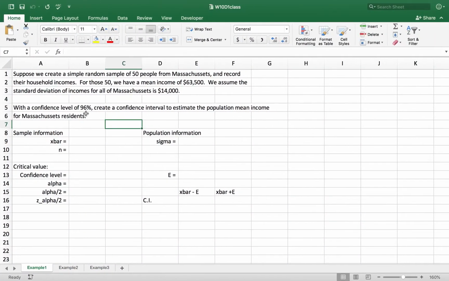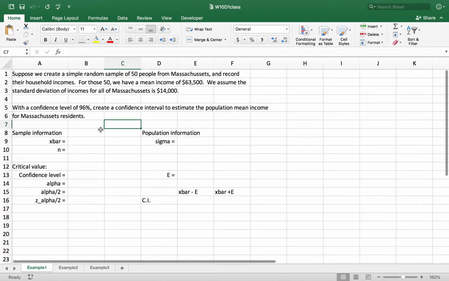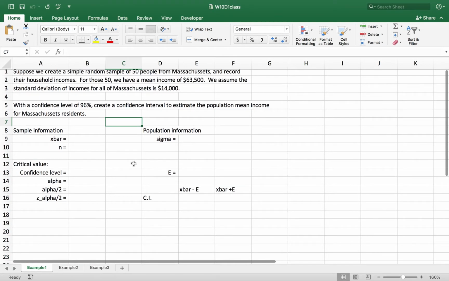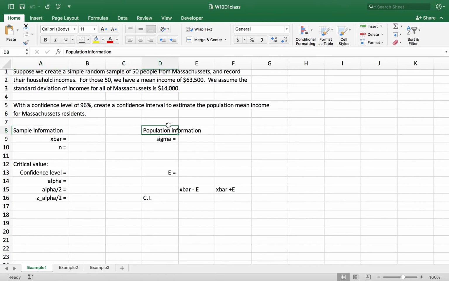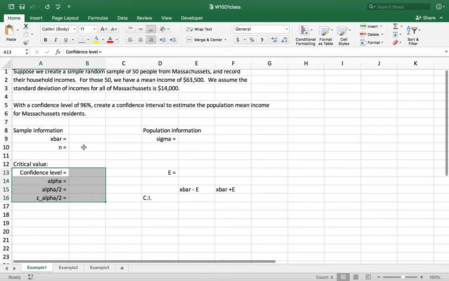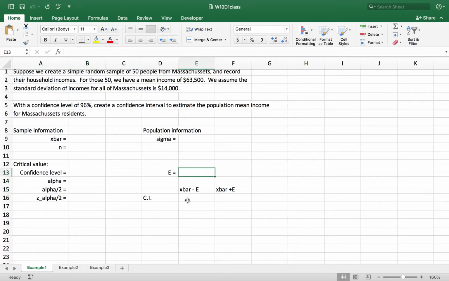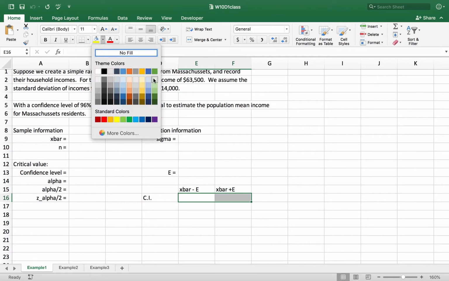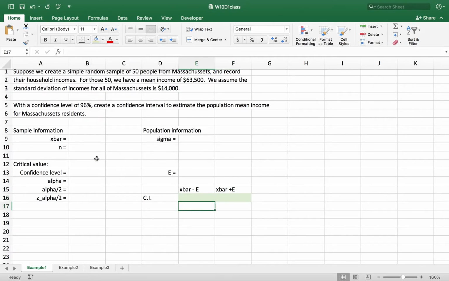So if we go to our W10 D1 Excel sheet and we go to example 1, we'll see the same situation set up as in the slides, right? So we're creating a simple random sample of 50 people from Massachusetts. Now I've broken this up into different sections. We've got sample information, population information, critical value work, how we're going to get Z alpha, margin of error, and then our final answer really here is our confidence interval. So this is what we're working towards.